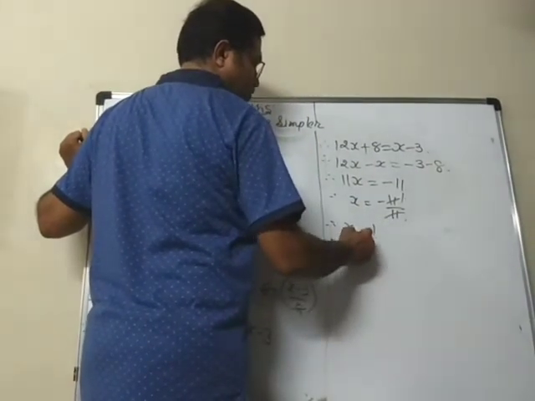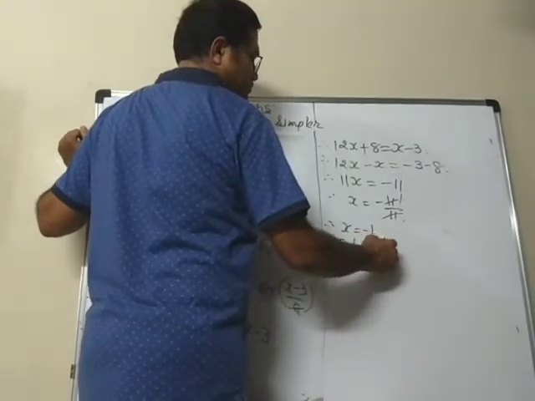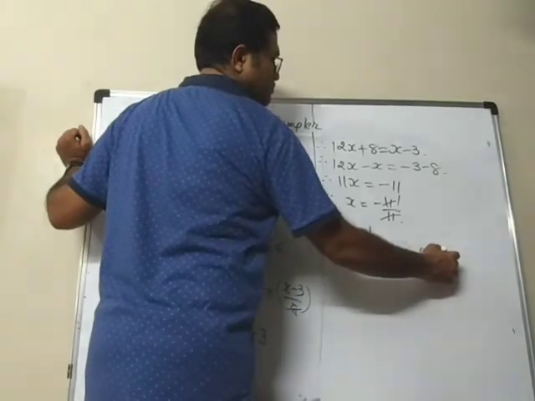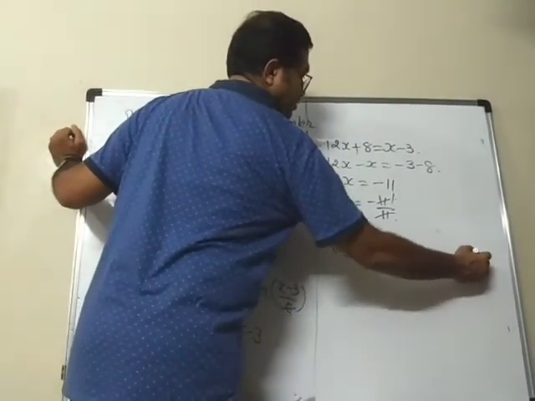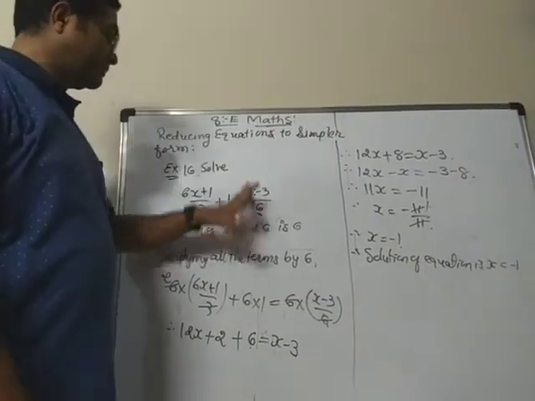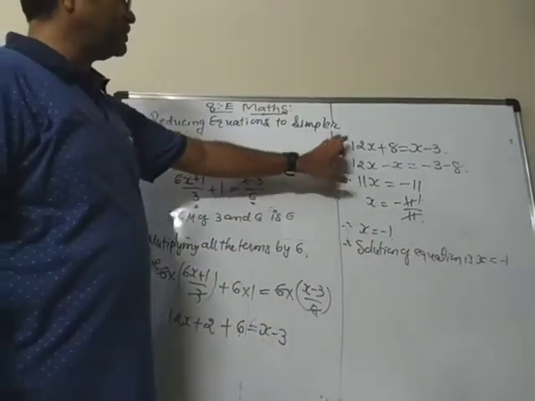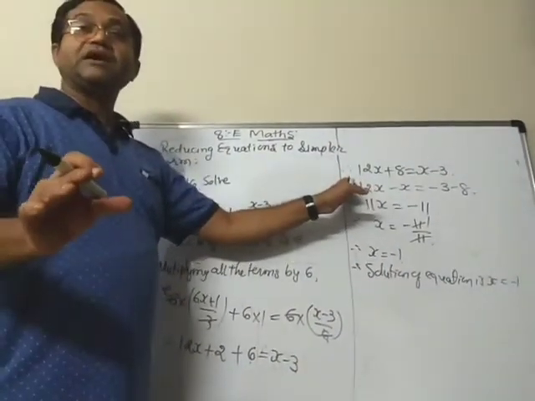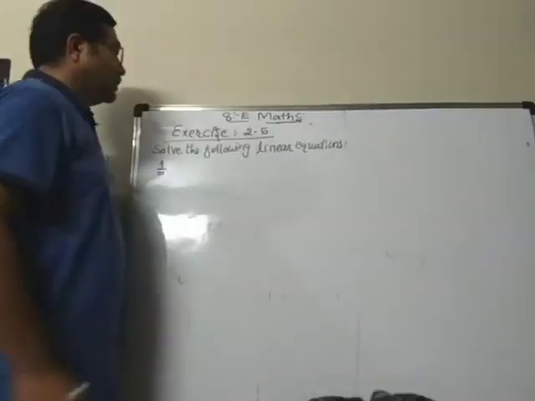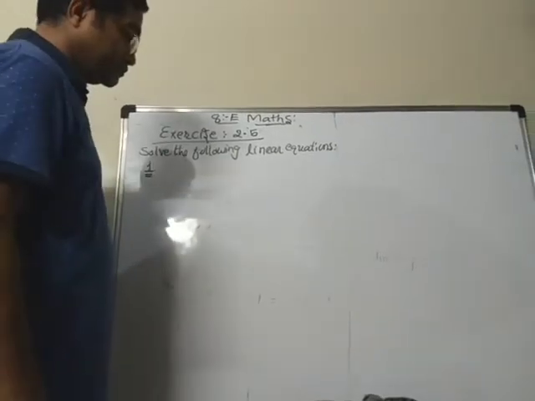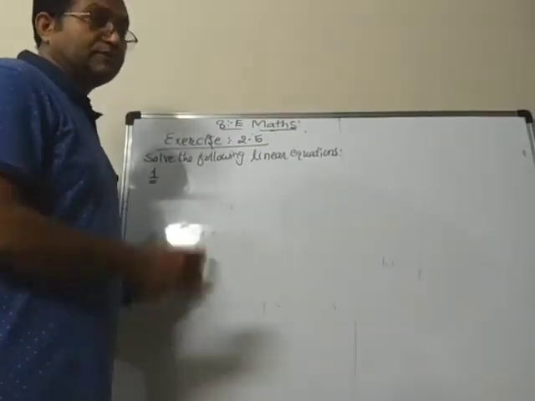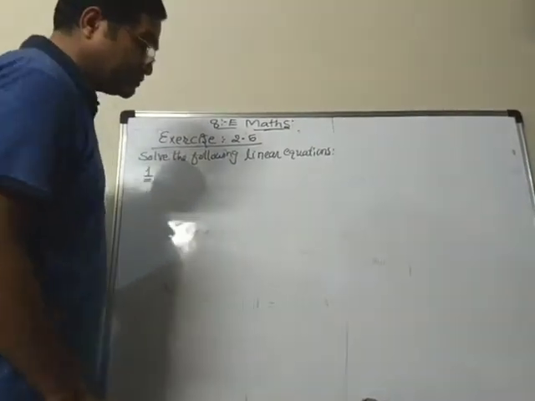Therefore x is equal to minus 1. Therefore solution of equation is x is equal to minus 1. So this way we have to reduce the equality to simpler form, and then when it is in the simpler form, we can easily find out its solution. Exercise 2.5, which is based on that previous example by reducing to the simpler form.